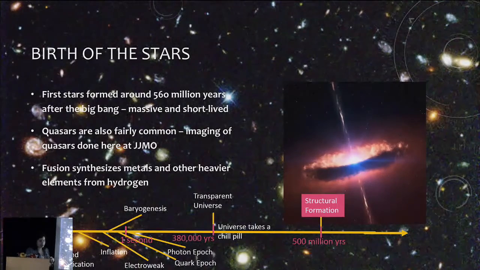Quasars were also very common in the early universe, and I mention them because some imaging of them has been done here at the JJMO, or some work on that. You might run into Mark Polanski outside. He was working on that, along with some students, I believe. I don't know how far they got with it, but we were working on imaging these things.